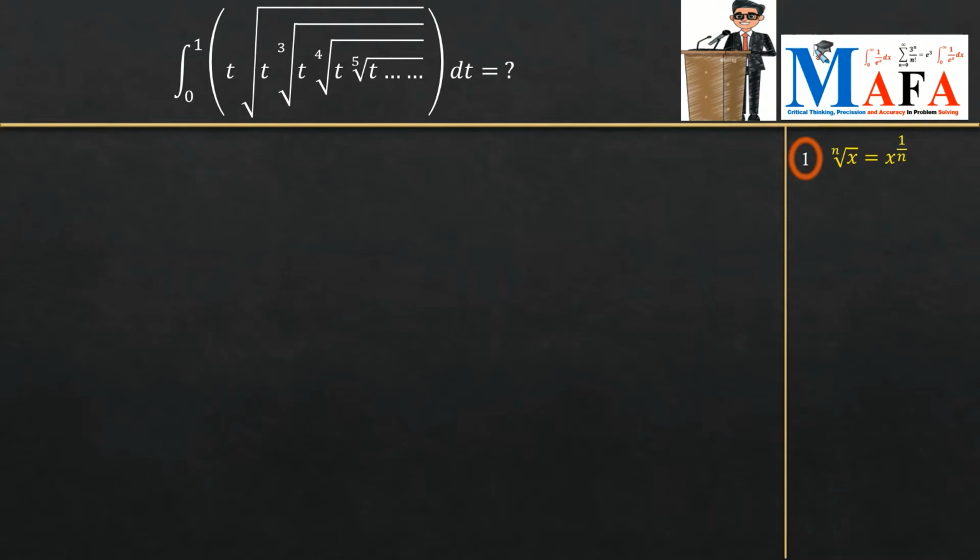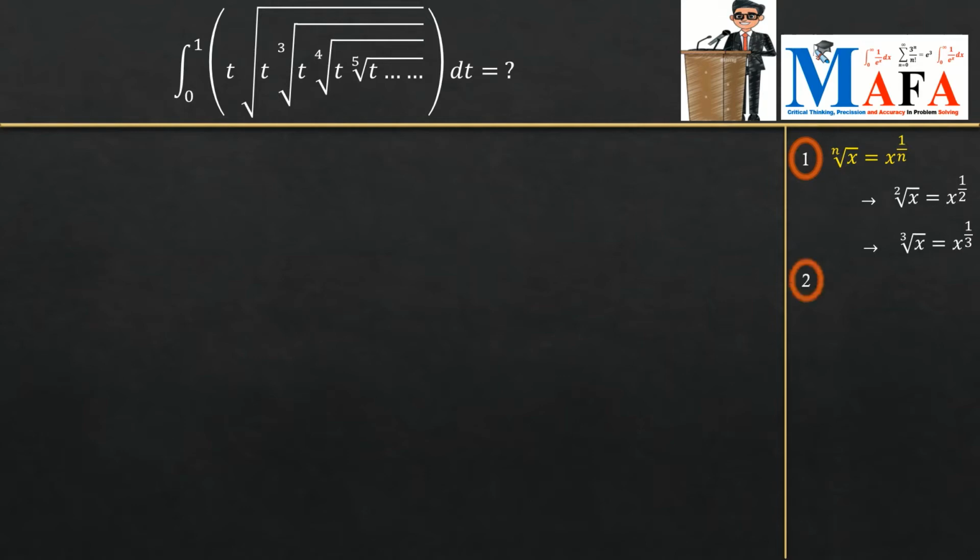The n-th root of x is simply x raised to the power 1 on n, and we are in the set of real numbers, so x should be greater than or equal to 0. By so doing, we get the square root of x to be equal to x raised to the power half. The cube root of x is equal to x raised to the power 1/3, and so on and so forth.